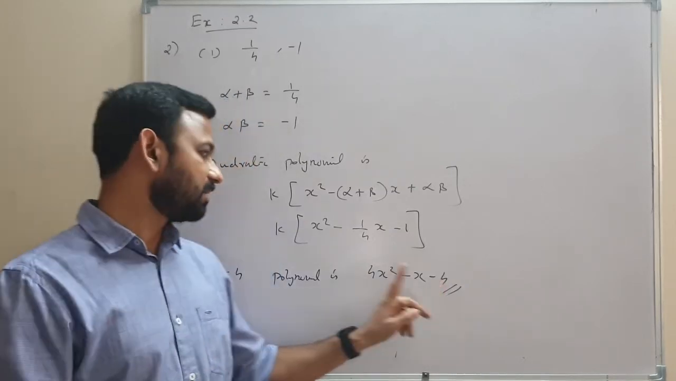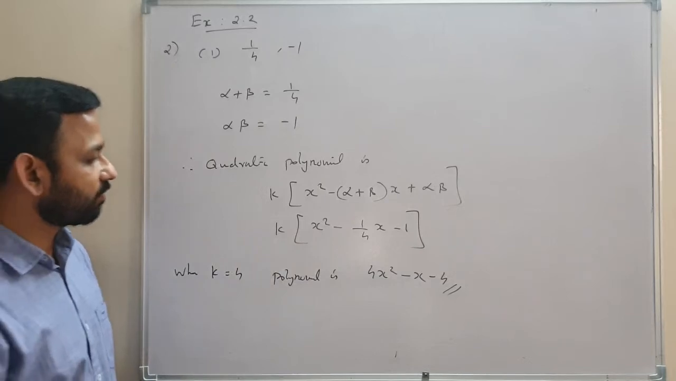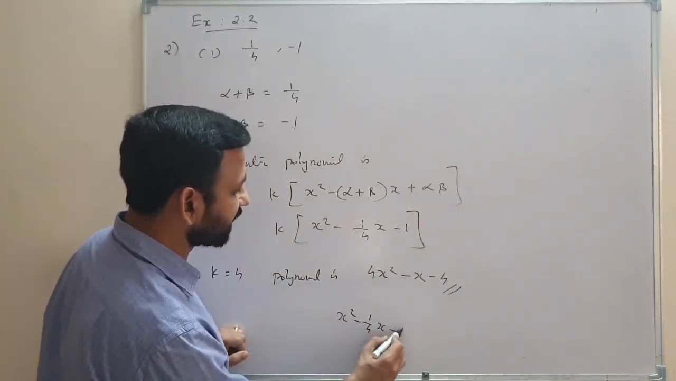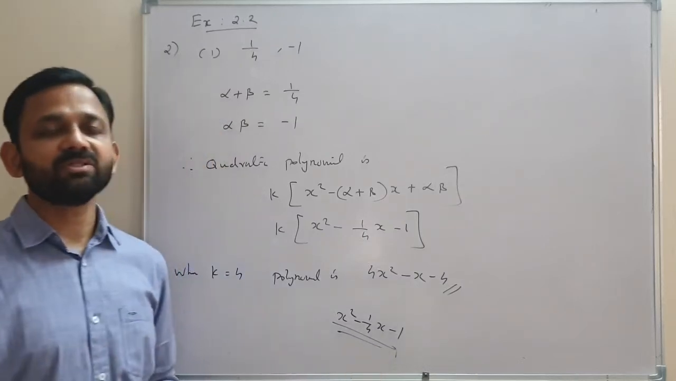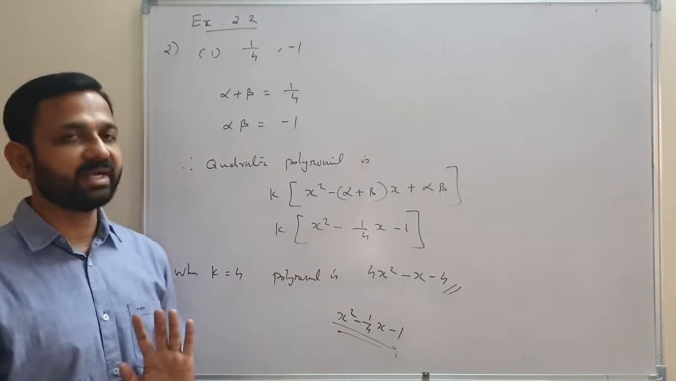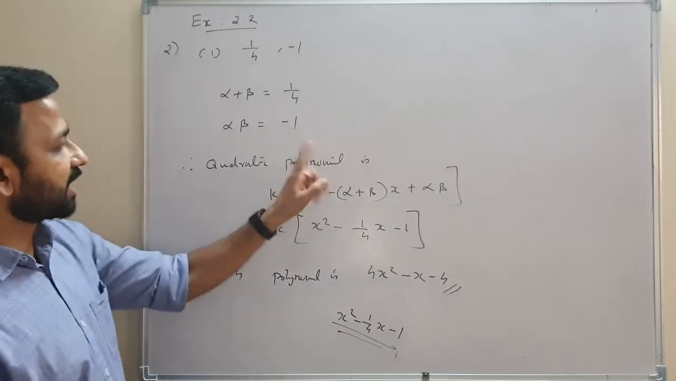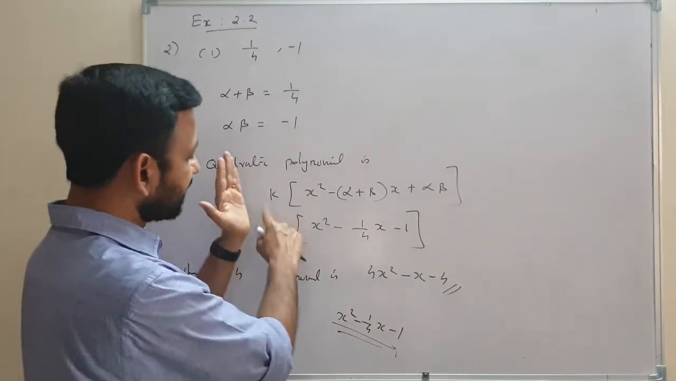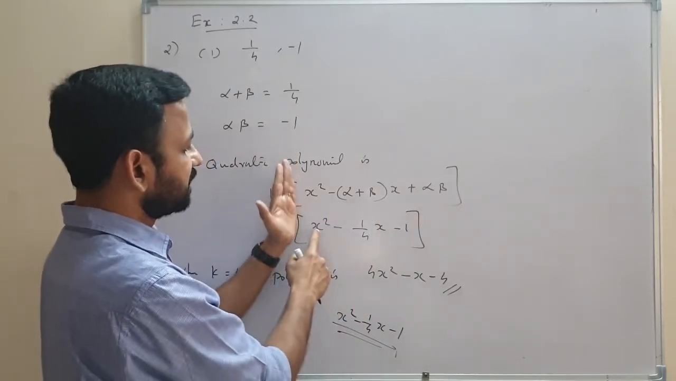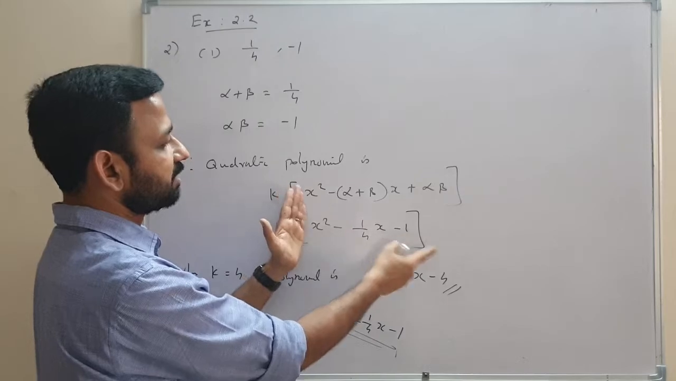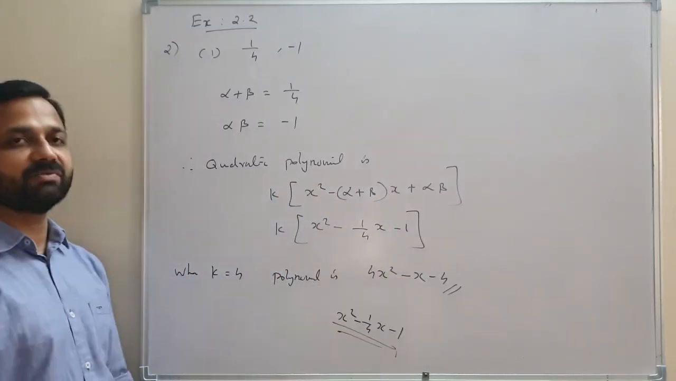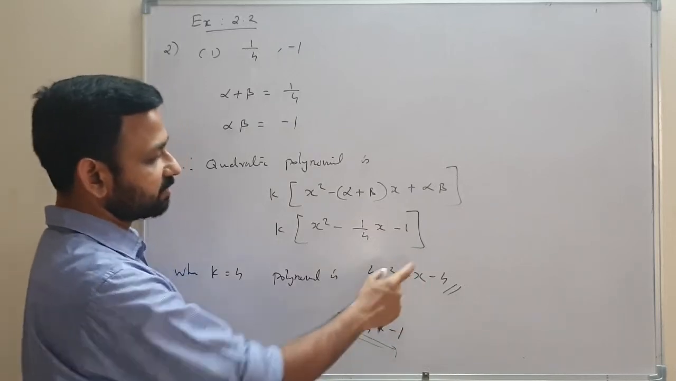If you replace k by 8, then it will be 8x square minus 2x minus 8. That is another answer. Or if you replace k by 1, then your answer will be x square minus 1 by 4x minus 1. This is also a correct answer. So we need to write any one of these. Without writing k also we can write directly. Therefore, the quadratic polynomial is, without writing k, x square minus alpha plus beta into x plus alpha beta, x square minus 1 by 4 into x minus 1. So that is also a correct answer. So we can write any one of these. The back side answer may be this one.